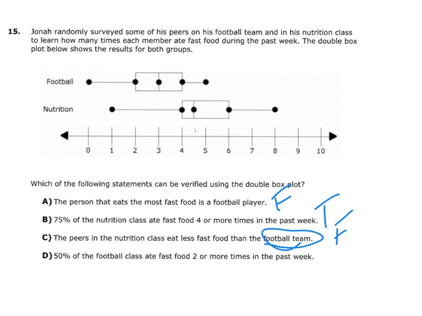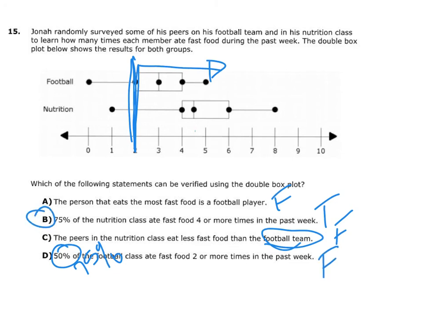And letter D says 50% of the football class ate fast food 2 or more times in the past week. Well, 2 or more times, here's 2, and you're looking at this. That's not 50%, that's actually 75%. So in this case, this is false. So my answer is letter B.